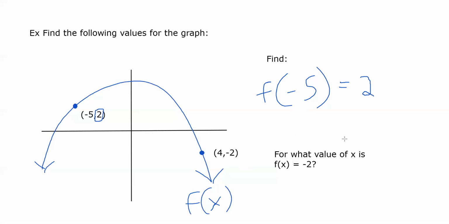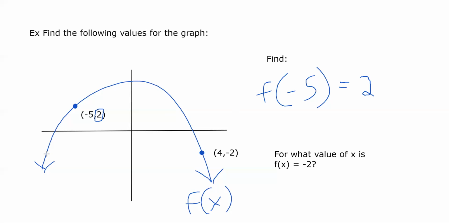Now, this next one is actually going to be trickier than it looks. For what value of x is f of x equal to negative 2? In other words, what x value do I need to plug into the function for the function to spit out a negative 2? What do you guys think? 4 is right. Is it totally right? It's not. I tricked you.